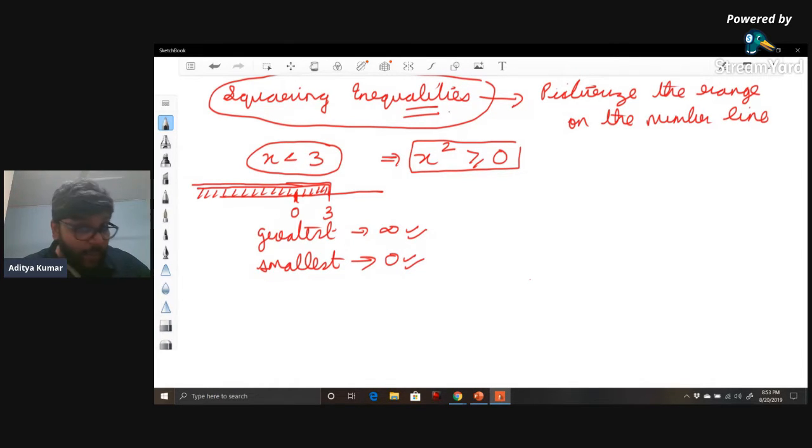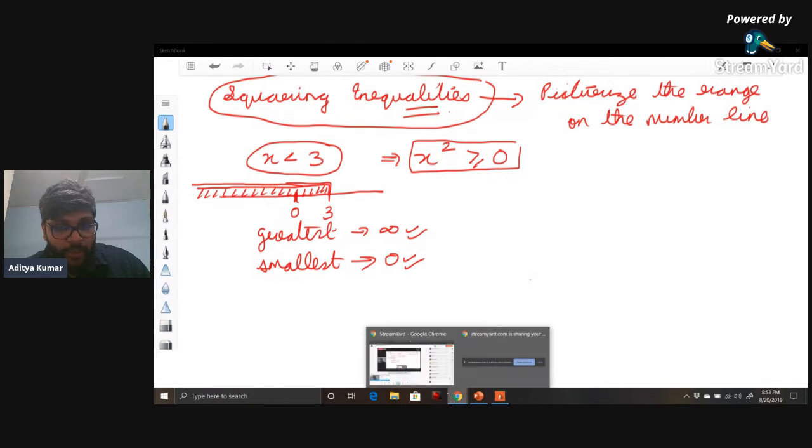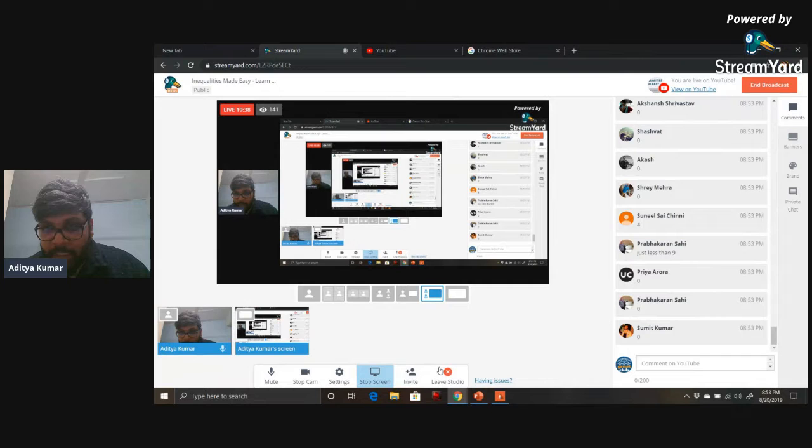So what you have to understand is, when you're squaring inequalities, you can't square inequalities directly. You'll have to picturize the range on the number line and then figure out what the range for x square is going to be. Okay with this, guys? All of y'all?